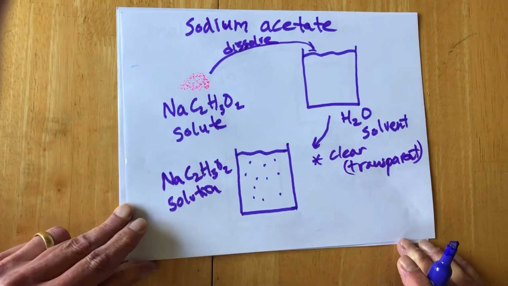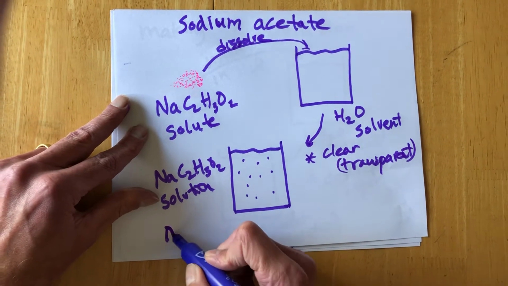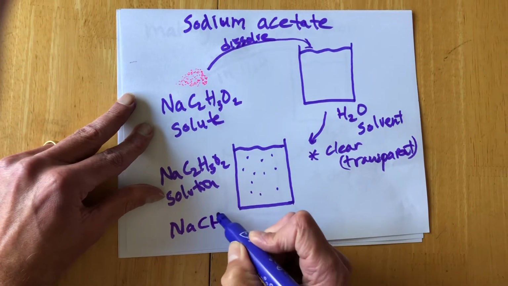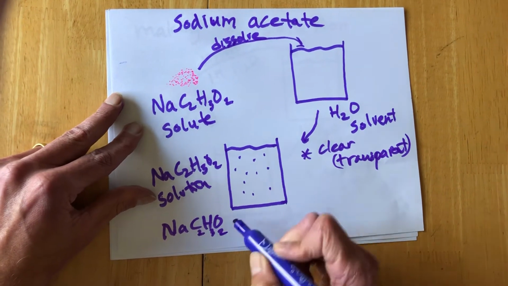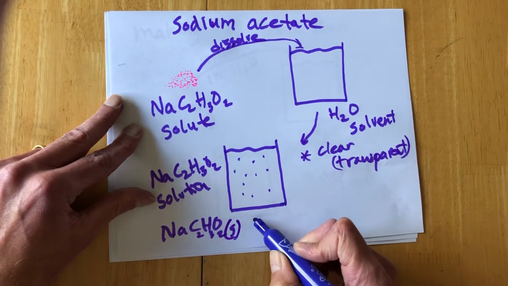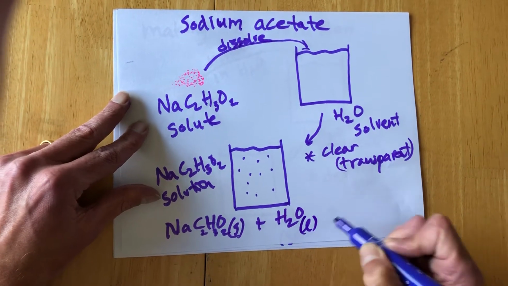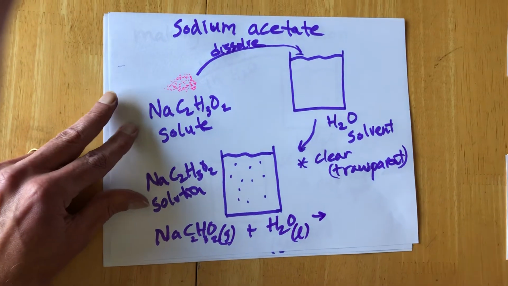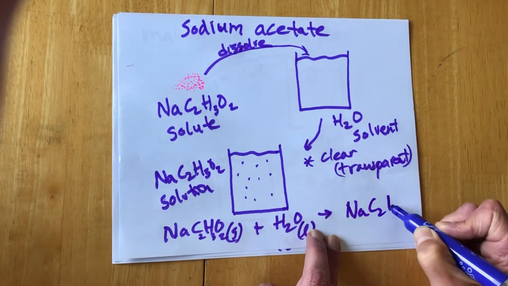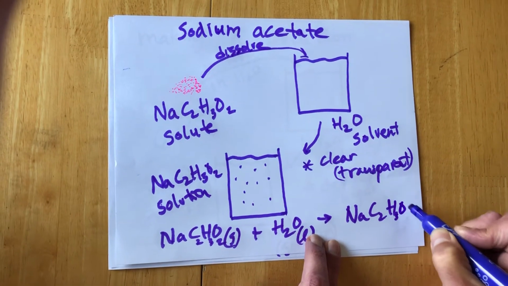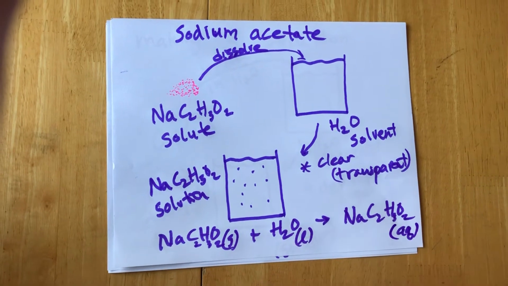And a chemical way to look at this would be if you take NaC2H3O2, and this is a solid, and you combine that with water, obviously a liquid, and you end up with, and this is aq, an aqueous solution.